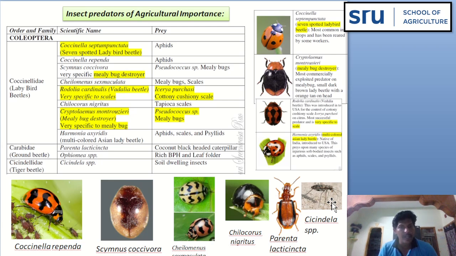These are the various predators from the order Coleoptera, that is Coccinella septempunctata, Coccinella repanda, Scymnus coccivora, Cheilomenes sexmaculata, Rodolia cardinalis, Sticholotis nigratus, Cryptolaemus montrouzieri, Harmonia axyridis, Parena lacticincta, Ophionea species, and Cicindela species. All these predators belong to the order Coleoptera.